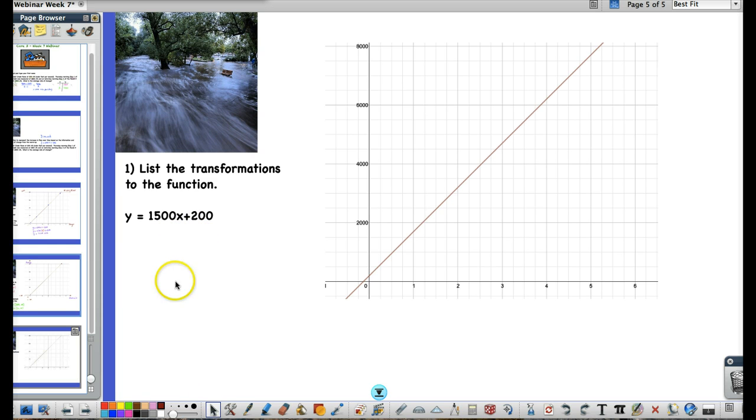So just so you know, we have something called a parent function for every function. And the parent function is just a really basic function. So for a linear function, it's y equals x. So anything you add to that is called a transformation. So if we compare that with the one up here.